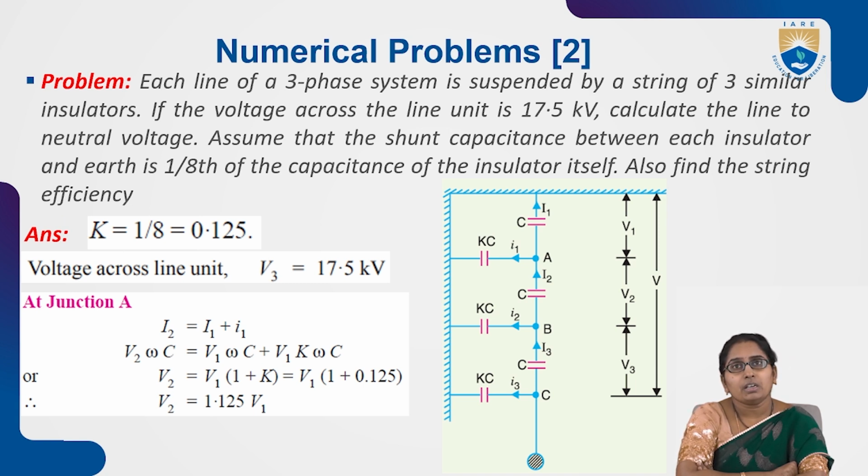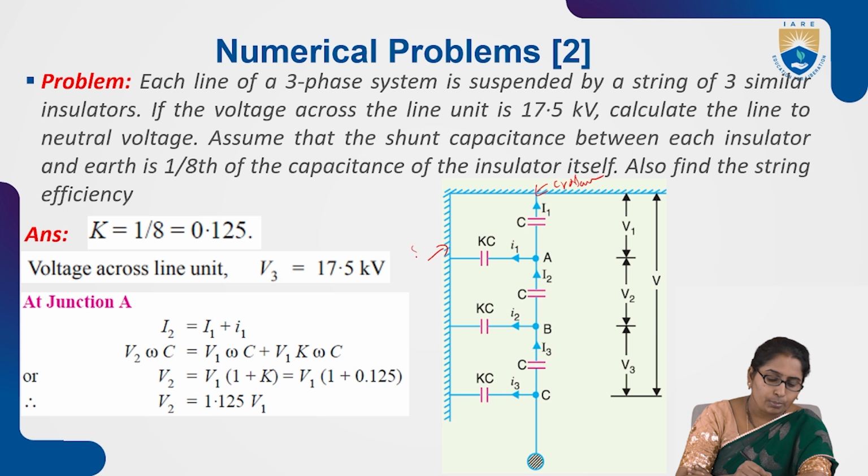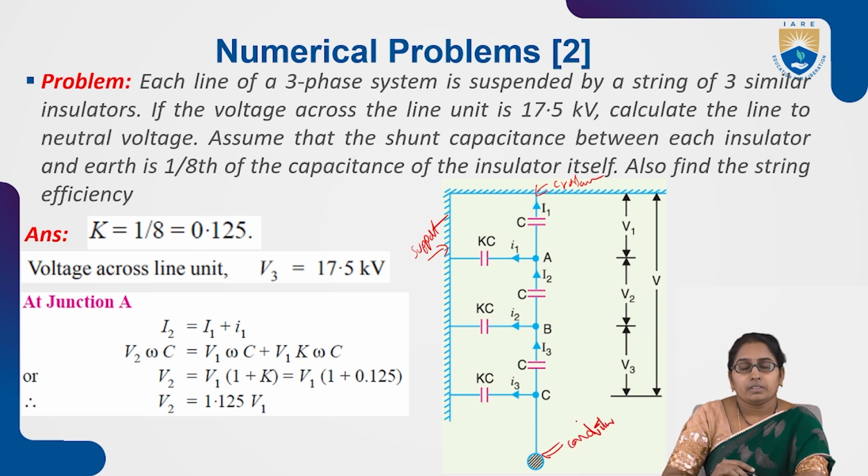So based on the given data, we have to first draw the figure. You can see on the right side. This is a metal cross arm, right? This is a pole support, right? Now there are three units, and at the end of the string we have a conductor. There are three units, 1, 2, 3, so the voltage V is divided into V1, V2, V3.